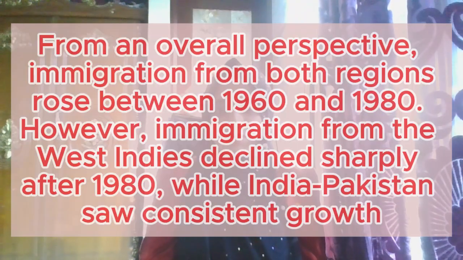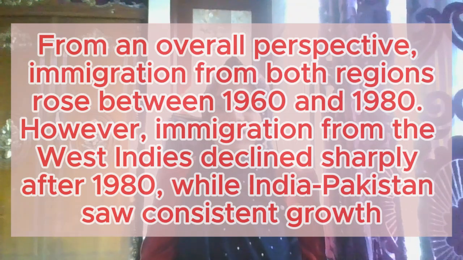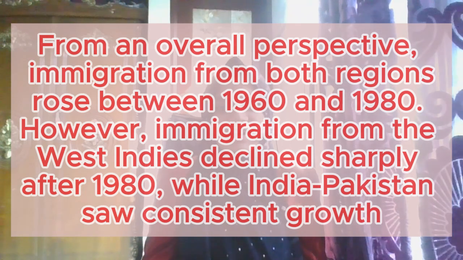Now come to the overview. After your introduction, you need to provide an overview. This is where you summarize the key trends or patterns without going into too much detail. You might write something like, from an overall perspective, immigration from both regions rose between 1960 and 1980. However, immigration from the West Indies declined sharply after 1980, while India and Pakistan saw consistent growth.